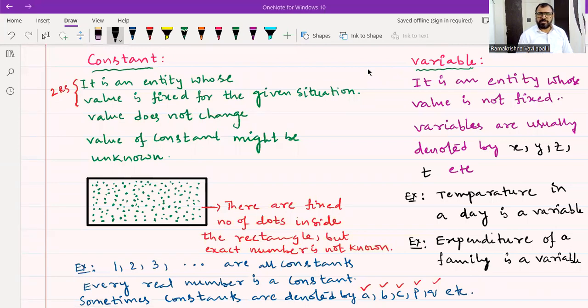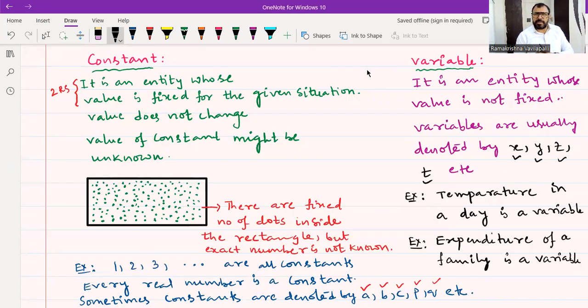As we have discussed, a variable's characteristic is that it will never be a constant. Its value always keeps on changing. That is known as a variable. So variables are usually denoted by letters X, Y, Z, T, etc.